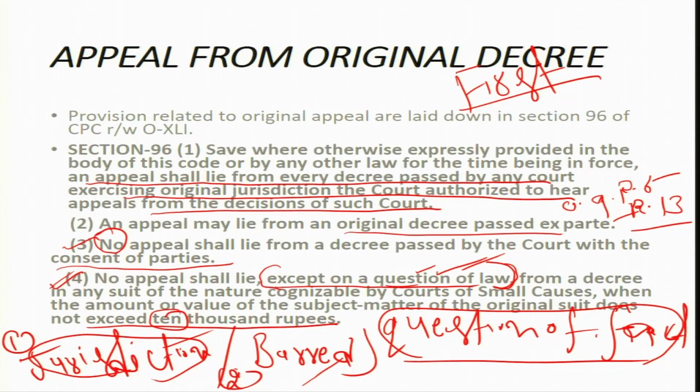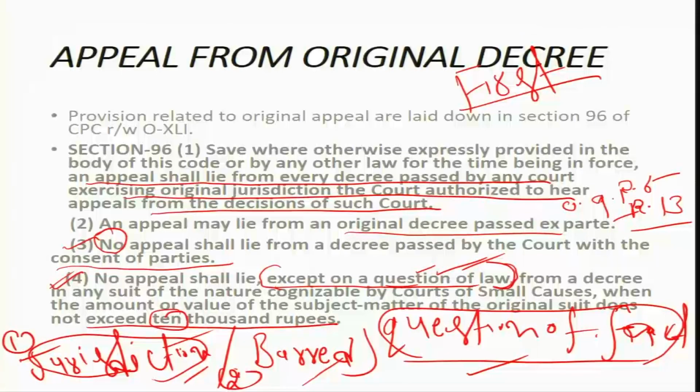whatever fact you are bringing before the court. The first court will decide this one and then the second court will decide the other. Otherwise, there can also be an appeal against the decision of this small causes court when the original suit exceeds 10,000 rupees. Otherwise, there is just one principle you have to understand: we are talking about the small causes court.